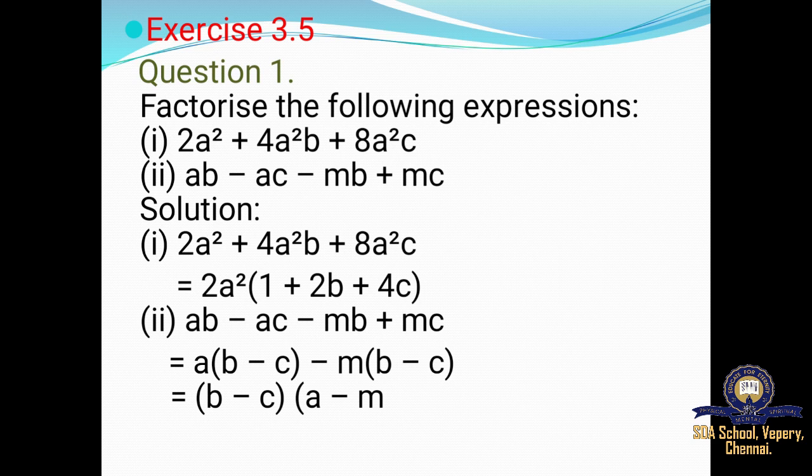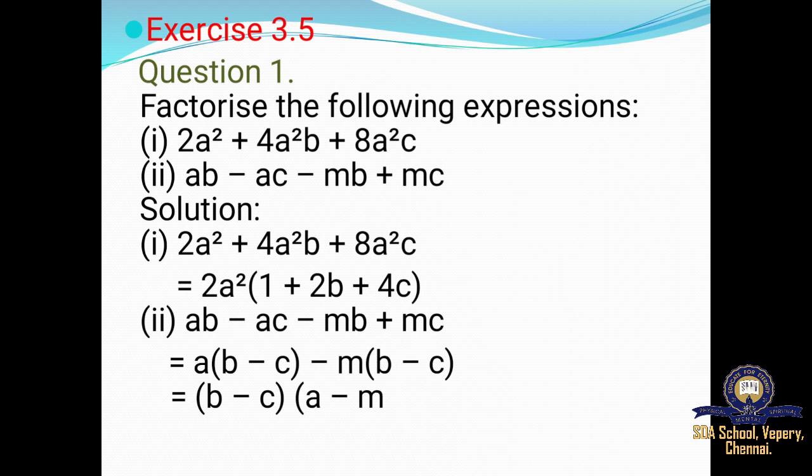Now moving on to the second subdivision. AB minus AC minus MB plus MC. Okay. I cannot take the common factor out for all the four terms. So what will I do? I'll try to group them up. See, first two terms and third and fourth terms, you can group them up, right?